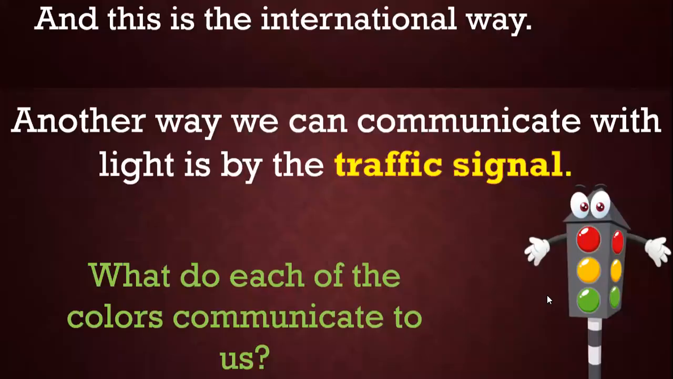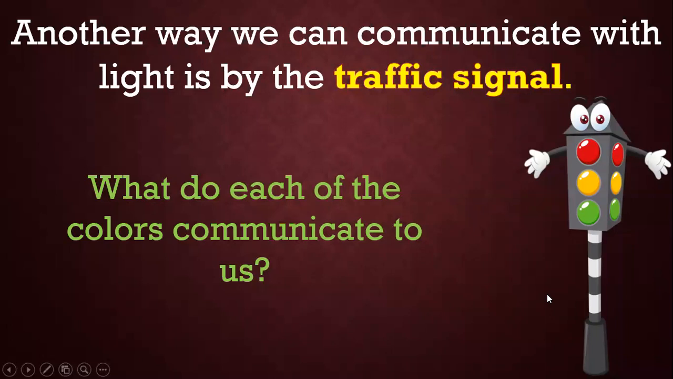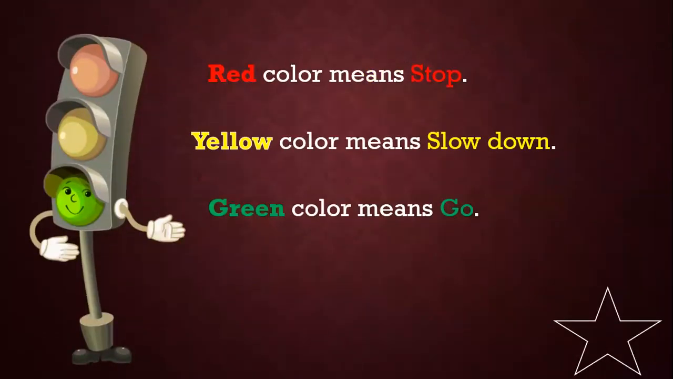Traffic signal is another way we communicate with light. What do each of the colors communicate to us? Of course, you know. Great. Red color means stop. Yellow means slow down. And green color means go.